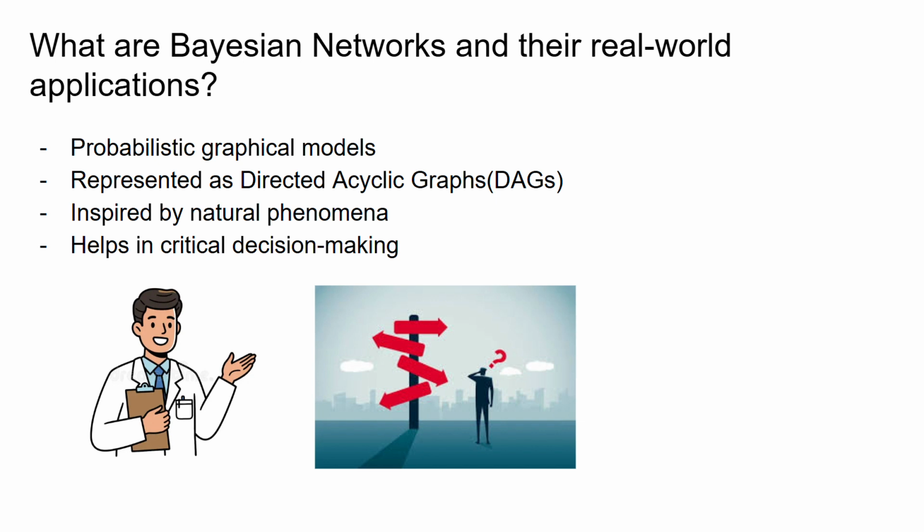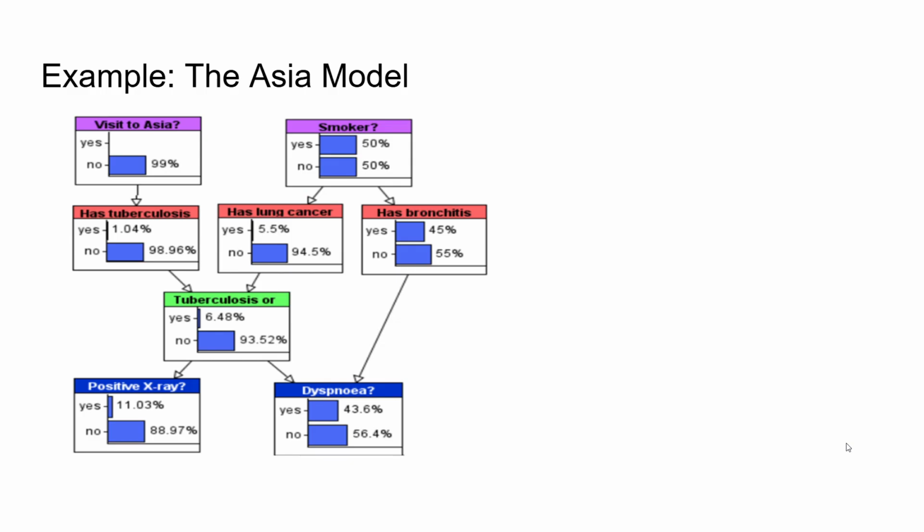Bayesian networks are inspired by natural phenomena. These probabilistic models help in critical decision-making by modeling cause and effect relationships. This is an example of a simple Bayesian model called the Asia model. This model is used for diagnosing a patient with lung cancer, tuberculosis, and bronchitis based on some key risk factors, symptoms, and medical tests.